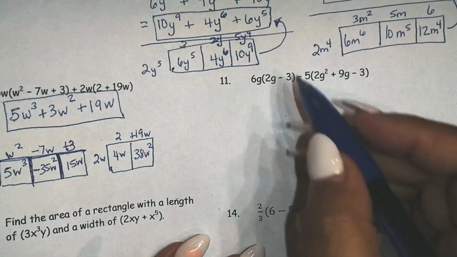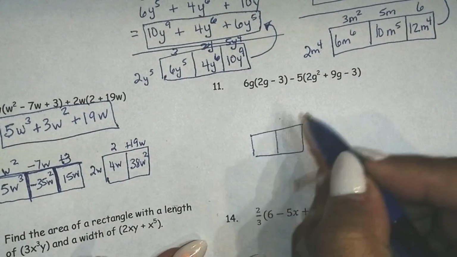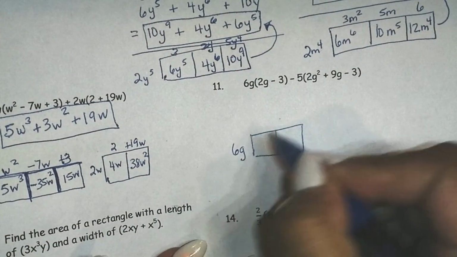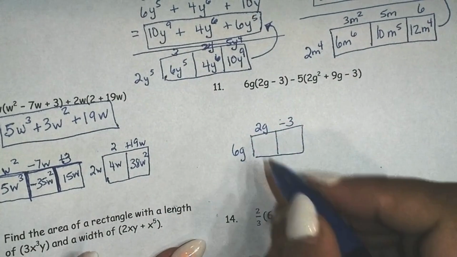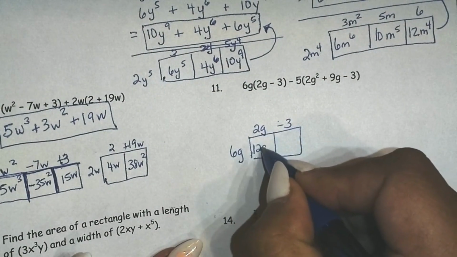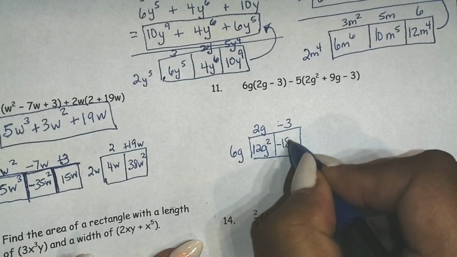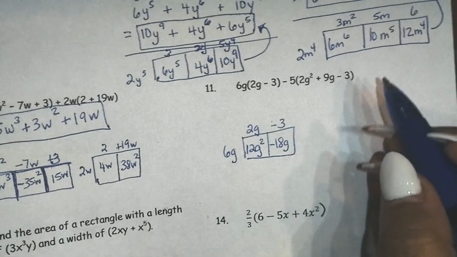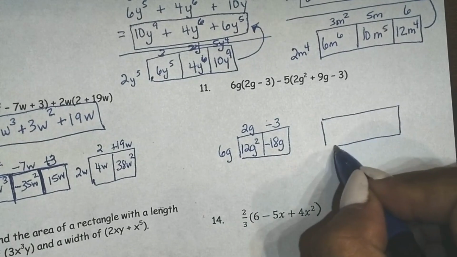Okay, we have a 1 by 2 and a 1 by 3. So let's go ahead and do that. 1 by 2: 6G goes on the outside. We got 2G and a negative 3 on the top. Okay, we got 2 times 6 is 12. G times G is G squared. And then negative 3 times 6 is negative 18. And do not forget my G. All right, we got negative 5.